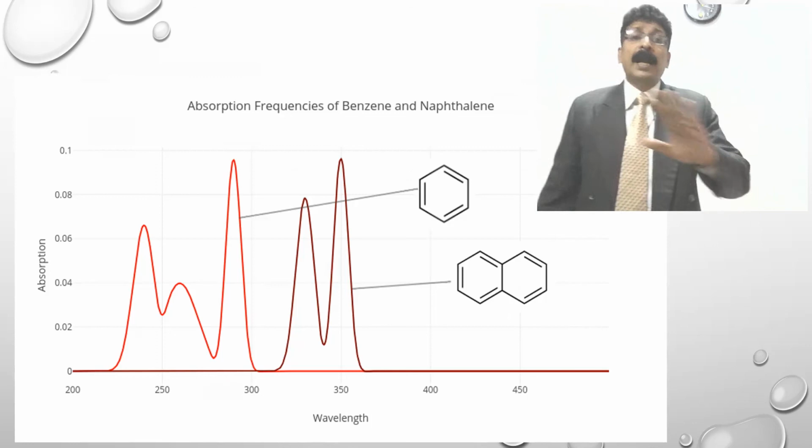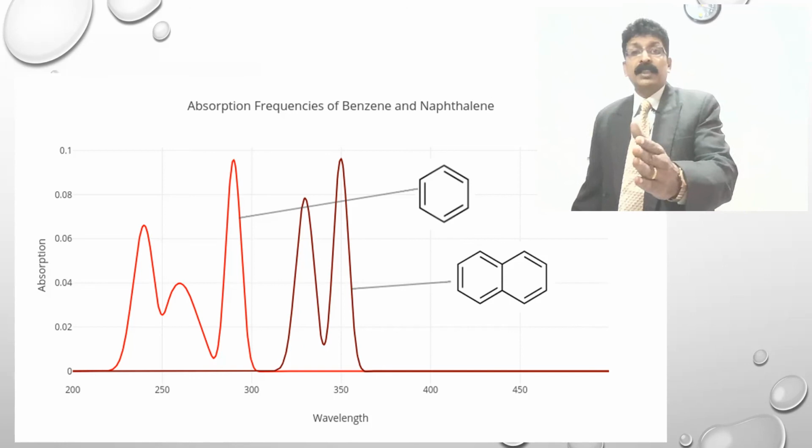And this is another graph which shows the band. This is called the band and spectrum of the UV spectrum. On the wavelength axis, you can see 200 to 350 nanometers shown for benzene. You can see the peak which is clearly shown at 288 nanometers. You can see that it is sharp and tall.